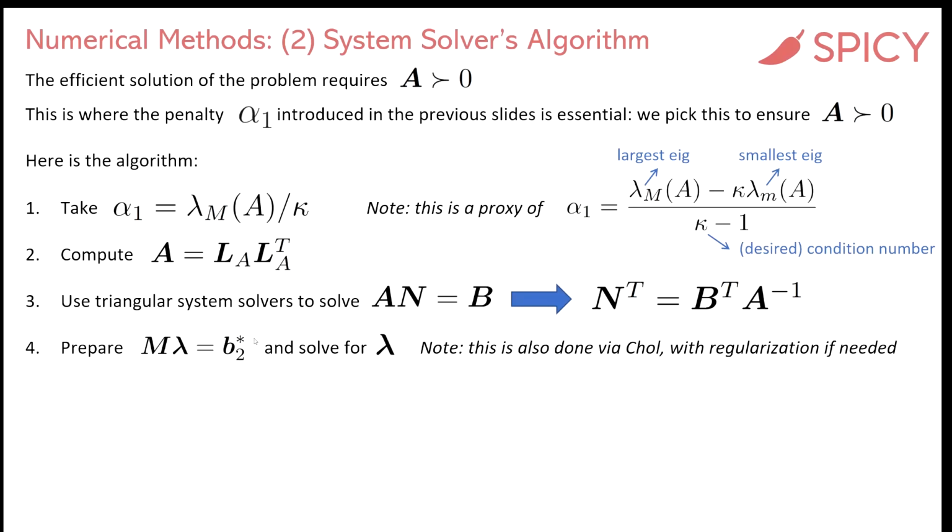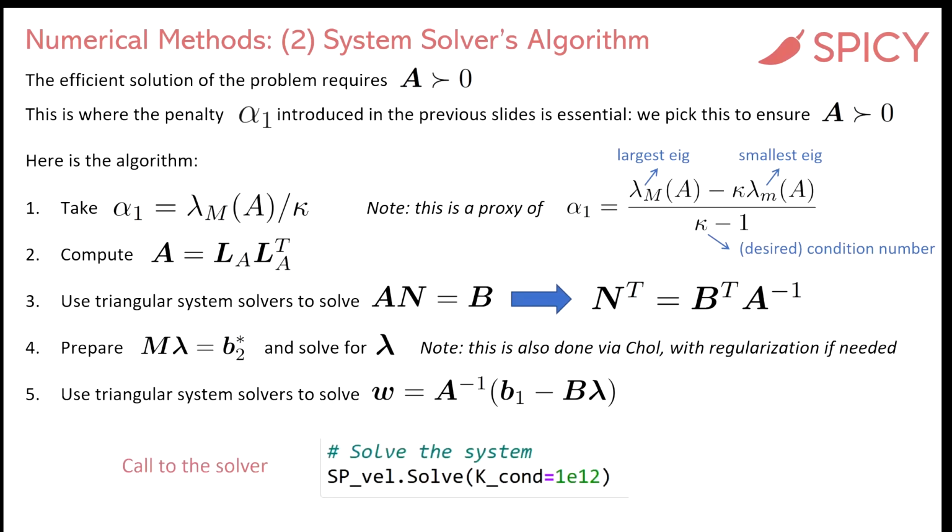This is hopefully also a symmetric positive definite matrix M, so we can again use Cholesky factorization to solve for the lambdas. And once we solve for the lambdas, we can finally go back to solving for the W's. We have the lambdas here, and we have the Cholesky factors that let us solve this again using triangular system solvers, and this goes very fast.